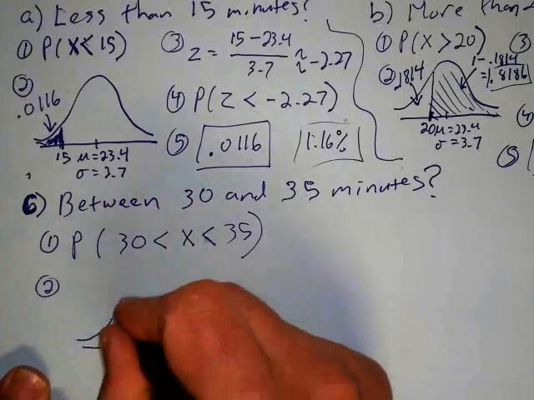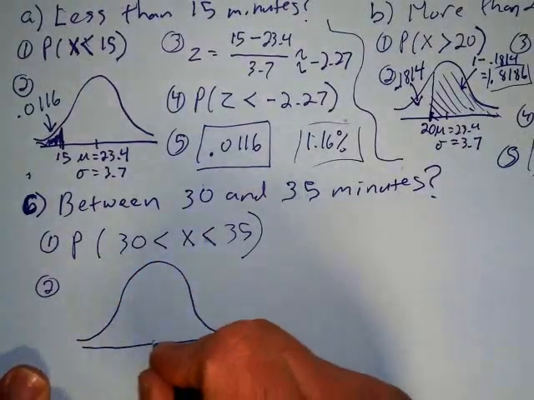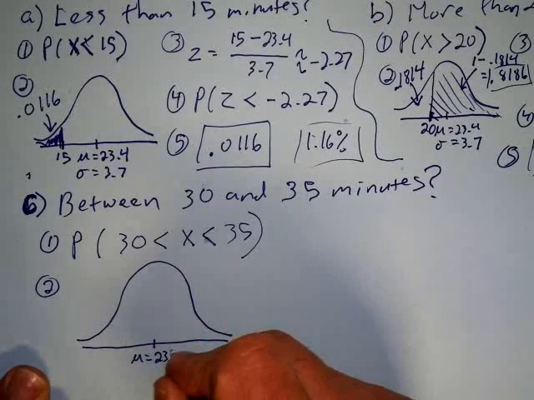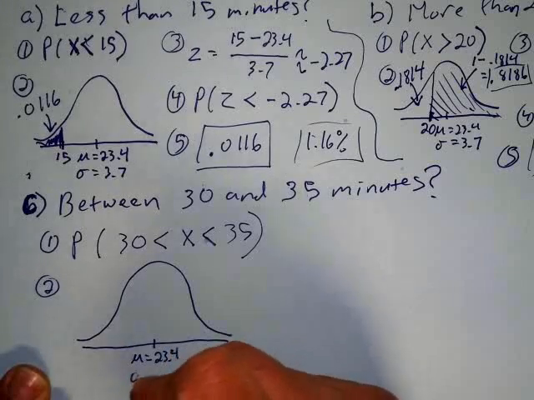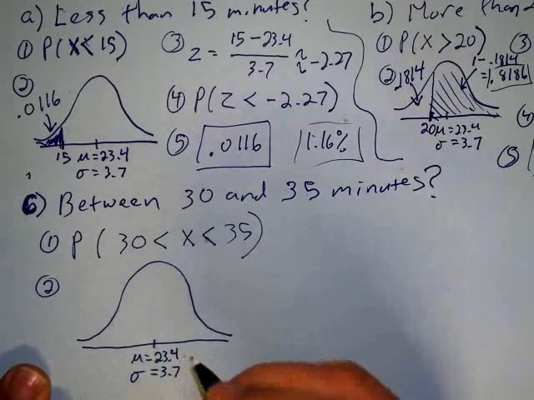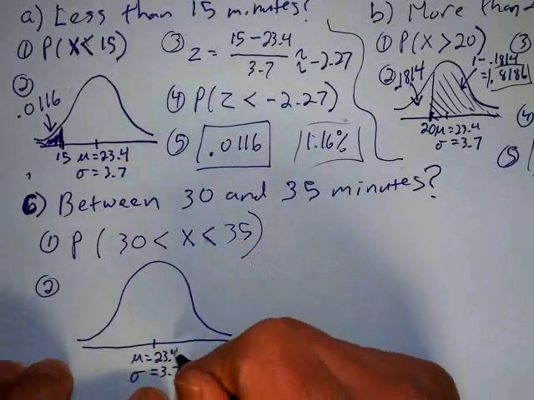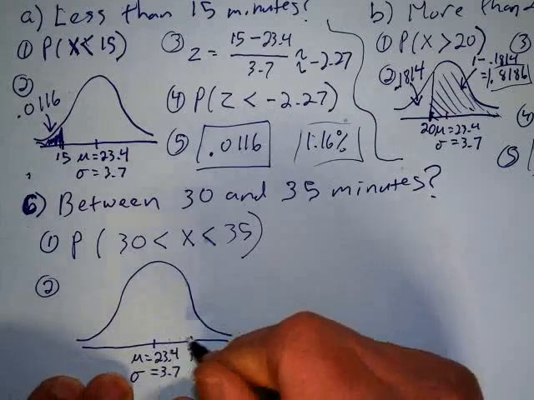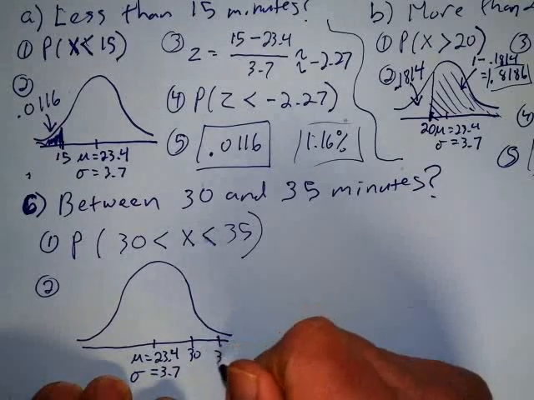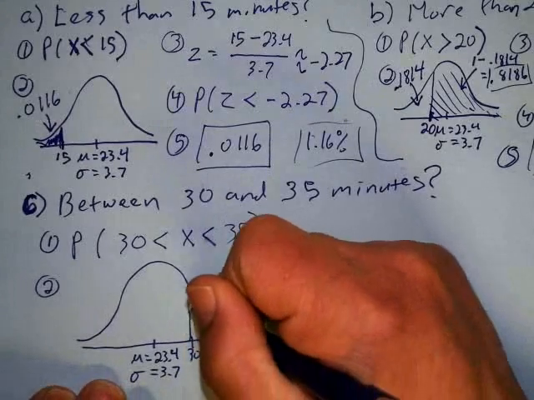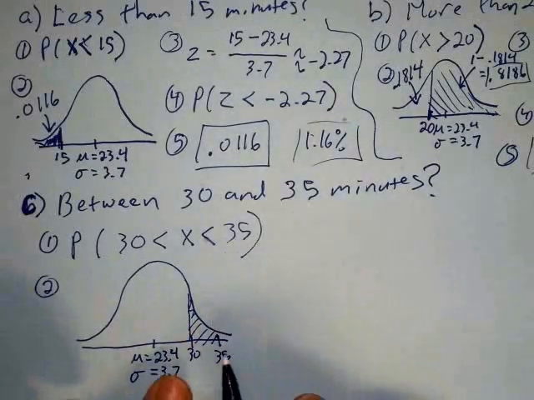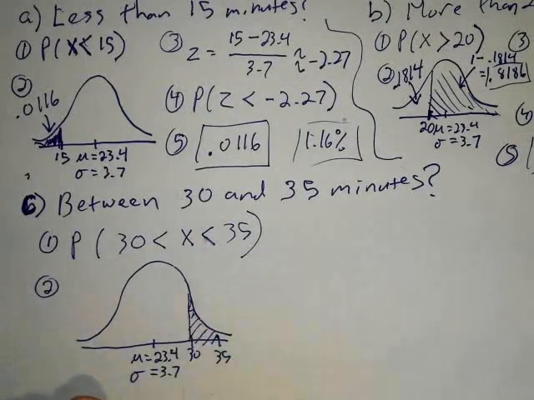In this case, the mean here is 23.4. Standard deviation is 3.7. So 30 and 35 are both above the mean, and 30 is over one standard deviation above, and 35 is way up there. So maybe something like that. I've got this area here, and what I'm wanting is the area between 30 and 35. That's my second step.